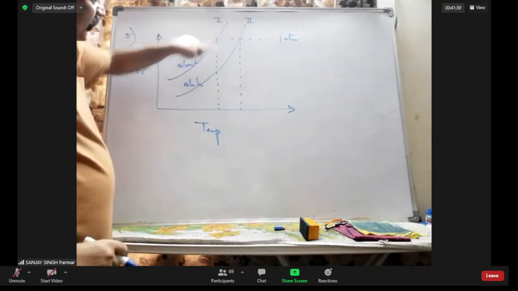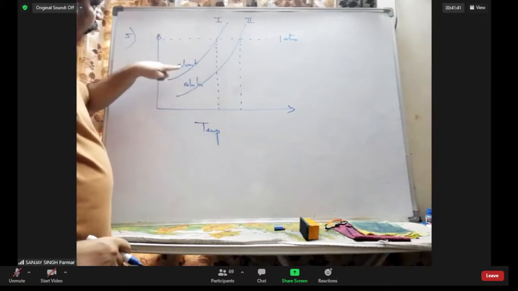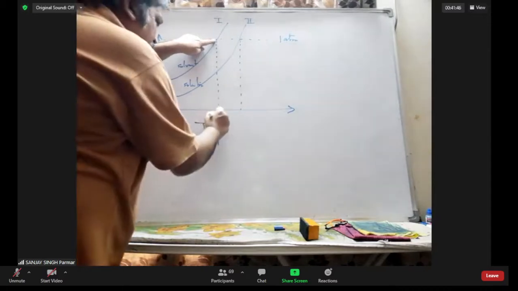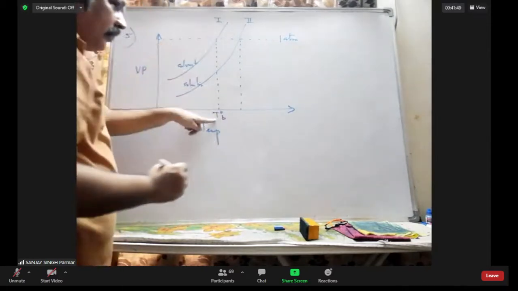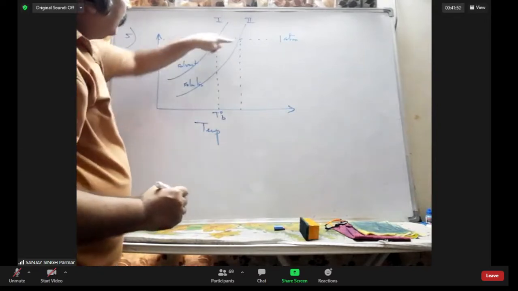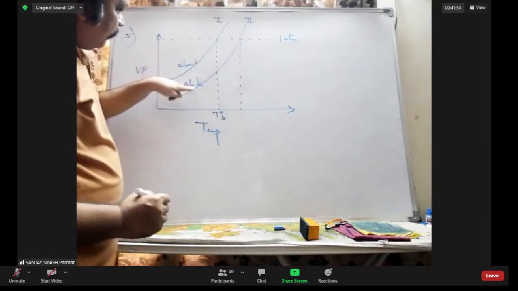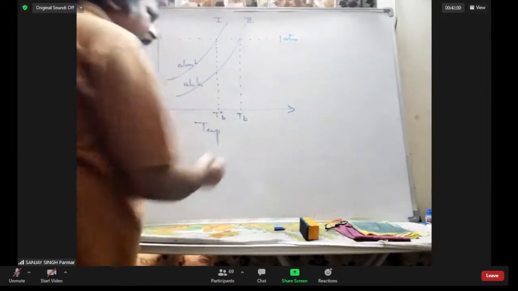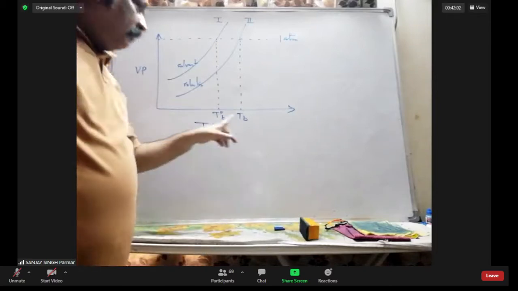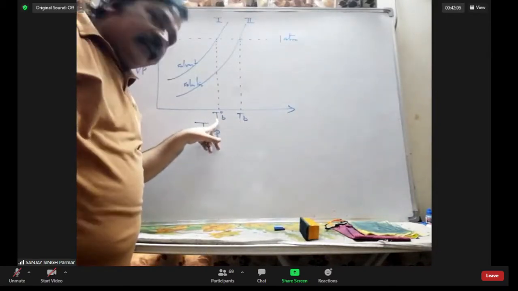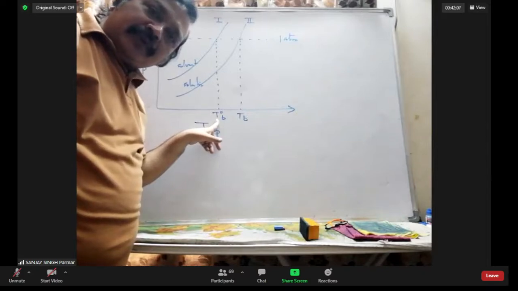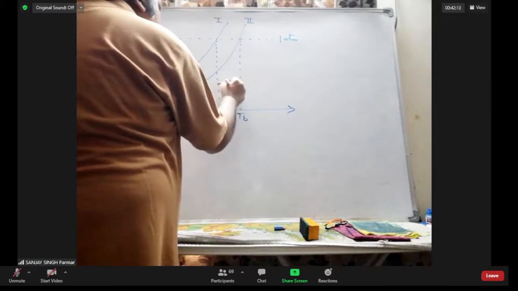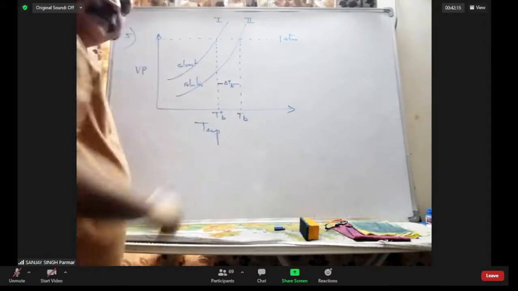This is the temperature at which the vapor pressure of the solvent is equal to the atmospheric pressure. So this temperature is called T naught B. Coming to this temperature, this is the temperature at which the vapor pressure of the solution is equal to the atmospheric pressure, and this is nothing but TB. And we know very well that the boiling point of the solution is greater than the boiling point of the solvent. Whatever this difference is, this difference in the boiling point is called delta TB.